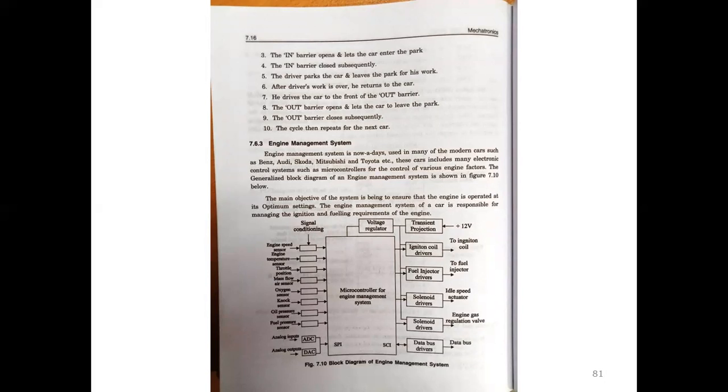So after the driver's work is over, he returns to the car. He drives the car to the front of the out barrier. The out barrier opens and lets the car leave the park. The out barrier closes subsequently. The cycle then repeats for the next car. So this is the simple operation which is done in the electronic car barrier system.